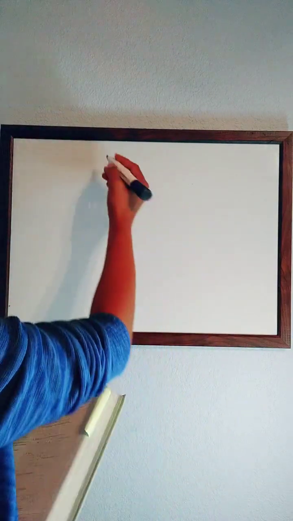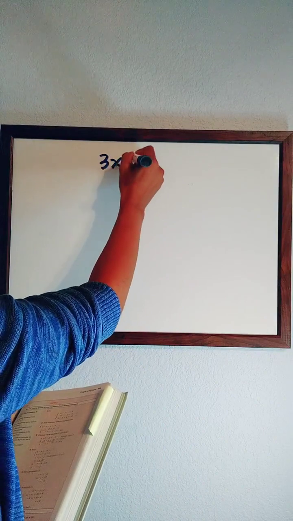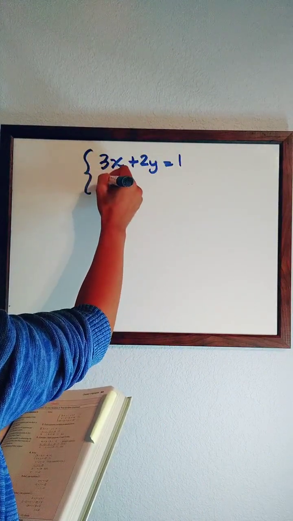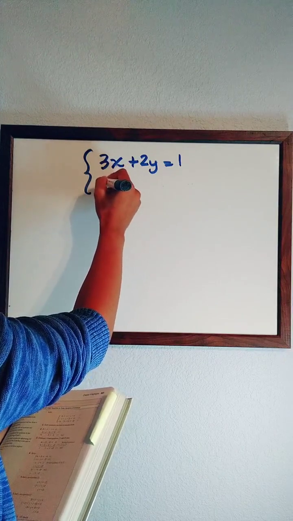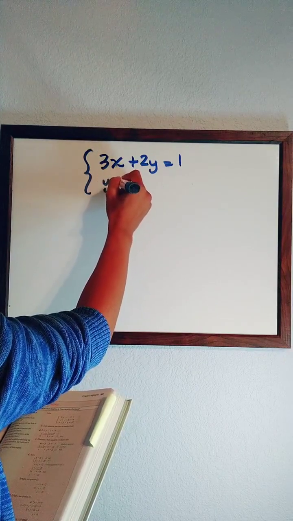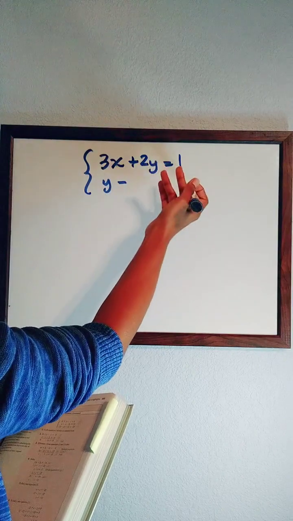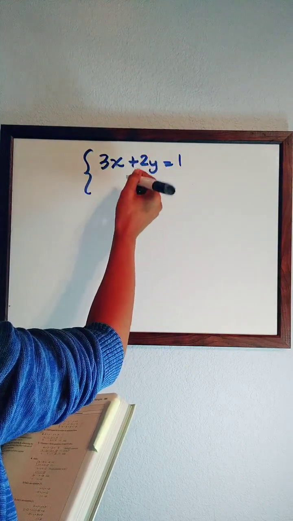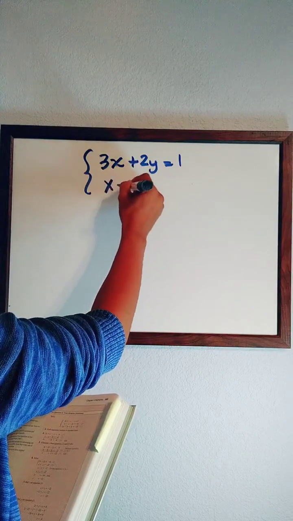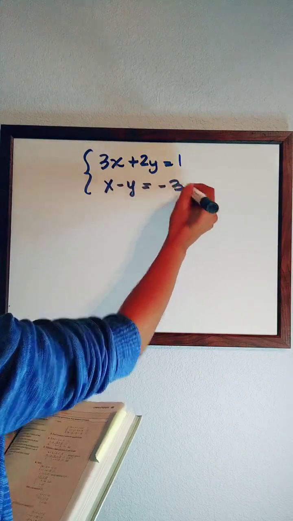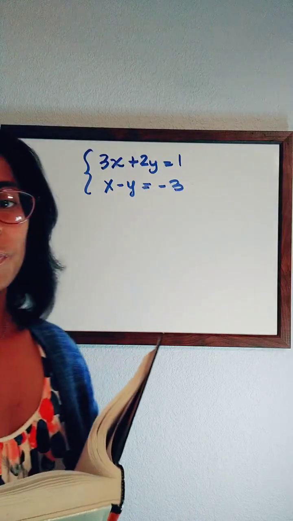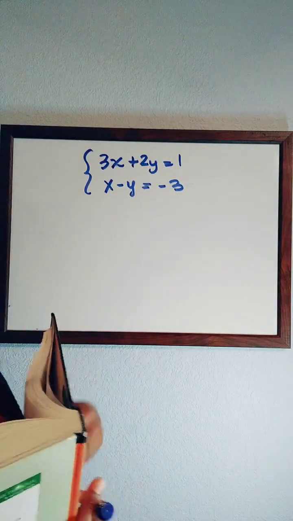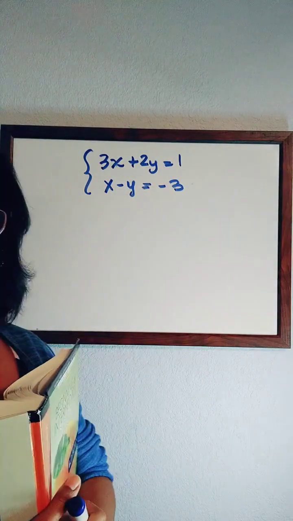So something real simple, real quick. Let's say we had 3x plus 2y is equal to 1, and then x minus y is equal to -3. Solve by elimination. What's going to be your first step?